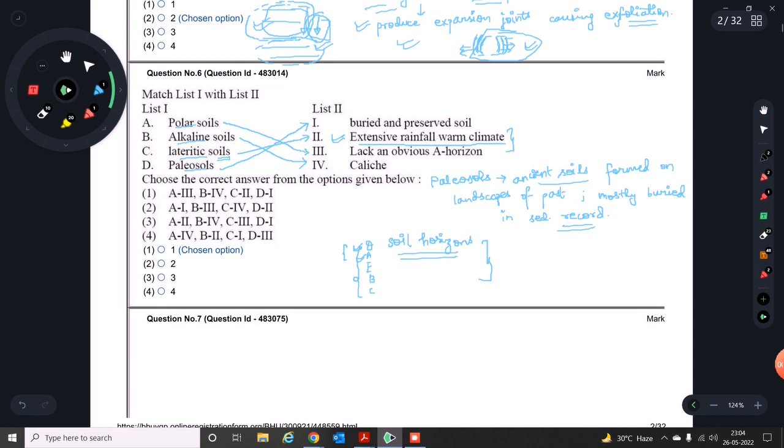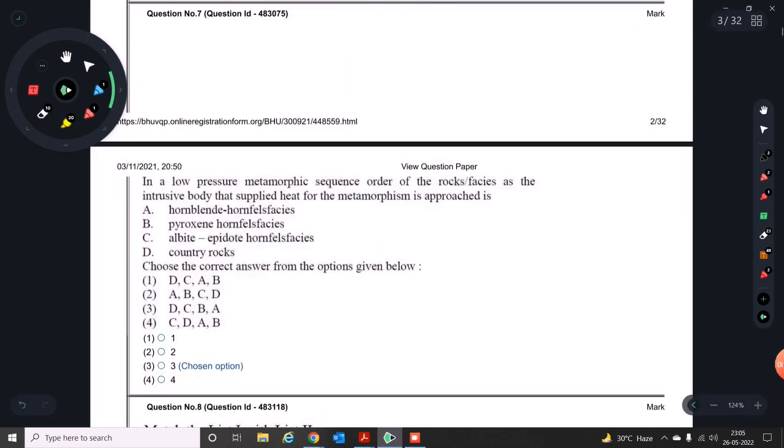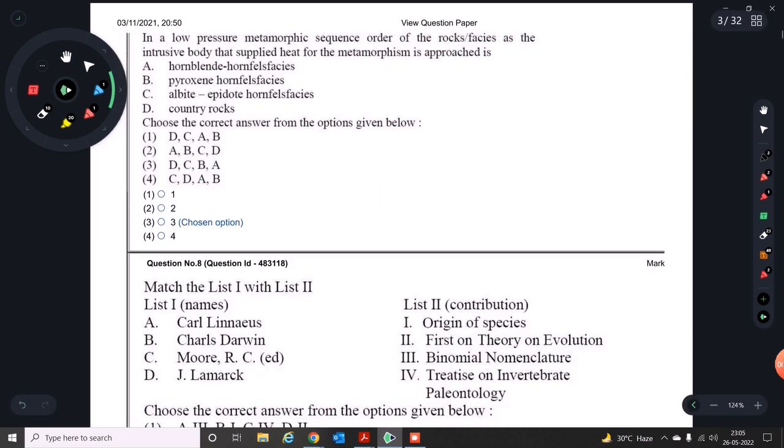Alright. So according to this we have A3, B4, C2, D1. A3, B4, C2, D1. The first option is like this, so we have the first one as the correct answer. Move ahead. We'll look at a couple more questions for today.